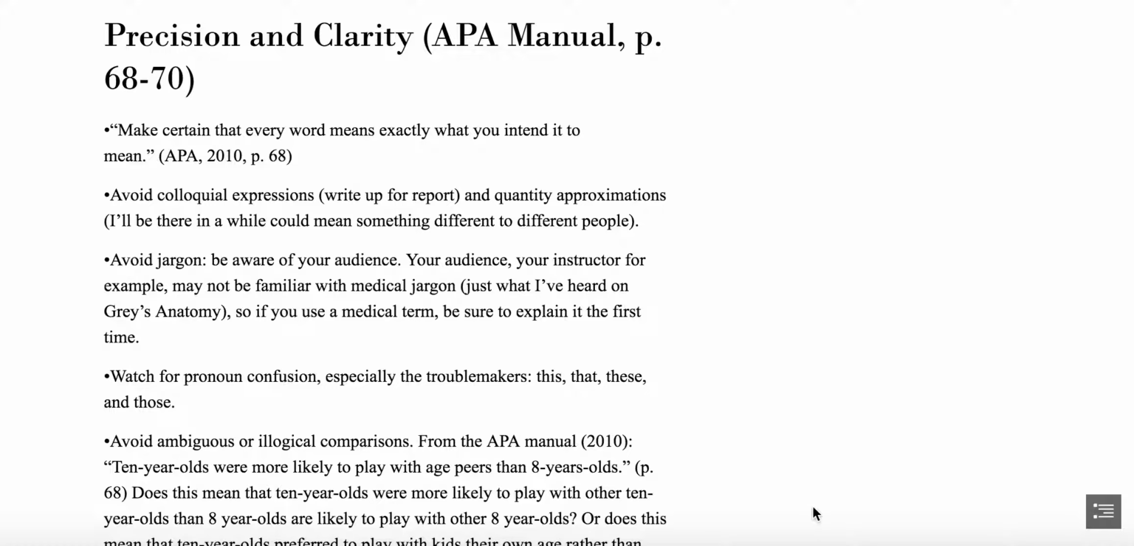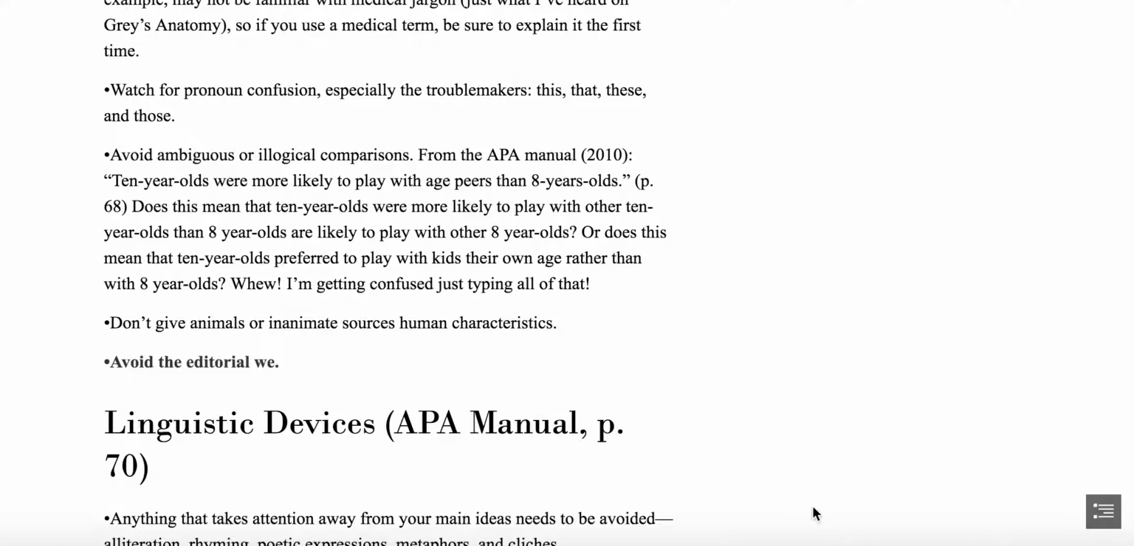Watch for pronoun confusion, especially the troublemakers, this, that, these, and those. And avoid ambiguous or illogical comparisons. From the APA manual, 10-year-olds were more likely to play with age peers than 8-year-olds. So what does this sentence mean? Does this mean that the 10-year-olds were more likely to play with other 10-year-olds than 8-year-olds are likely to play with other 8-year-olds?